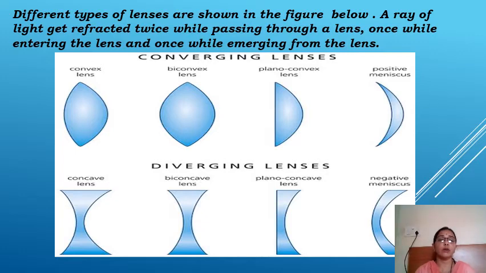So here you see convex lens, biconvex lens, that means two halves are joined to each other. Plano convex lens, that means one edge is plane and the other part is curved. Positive meniscus and concave lenses, also different types here. Just see these figures. They are there in your textbooks.